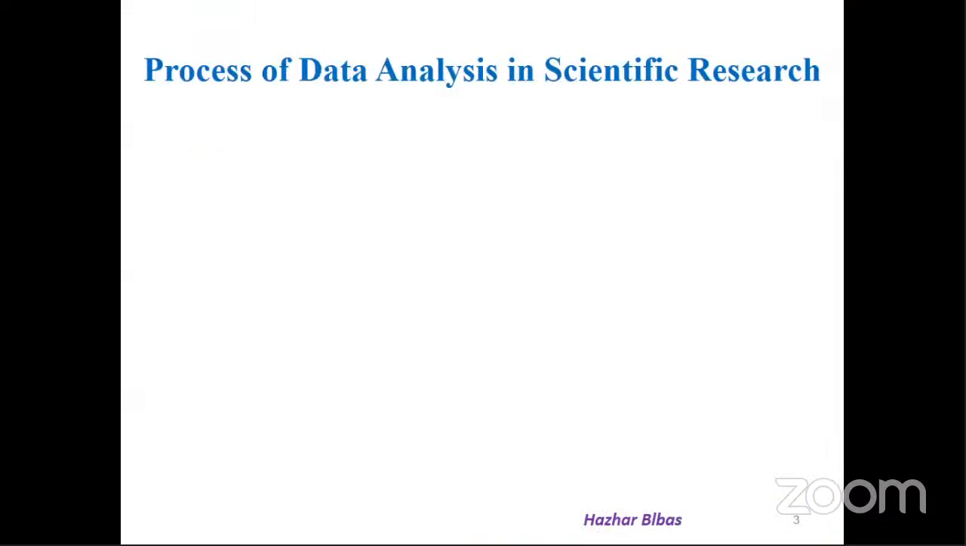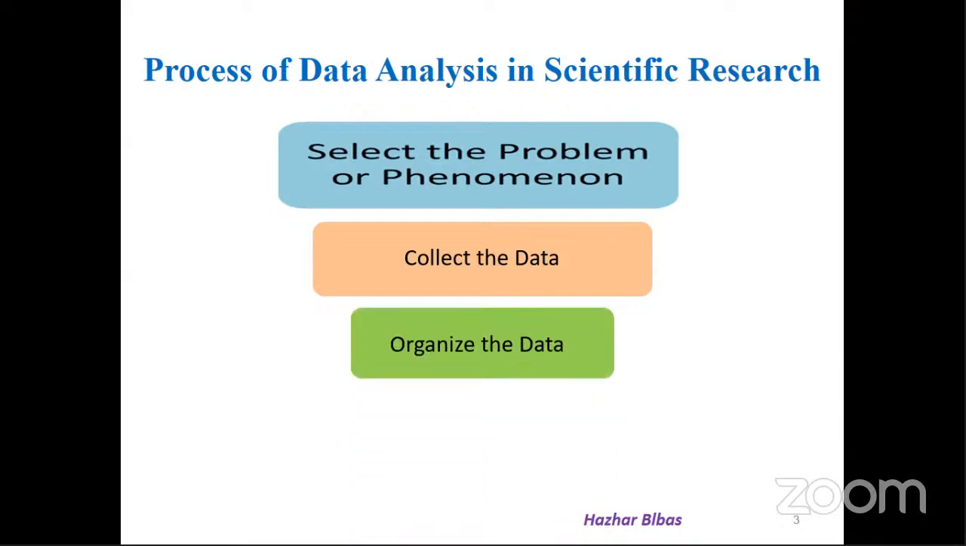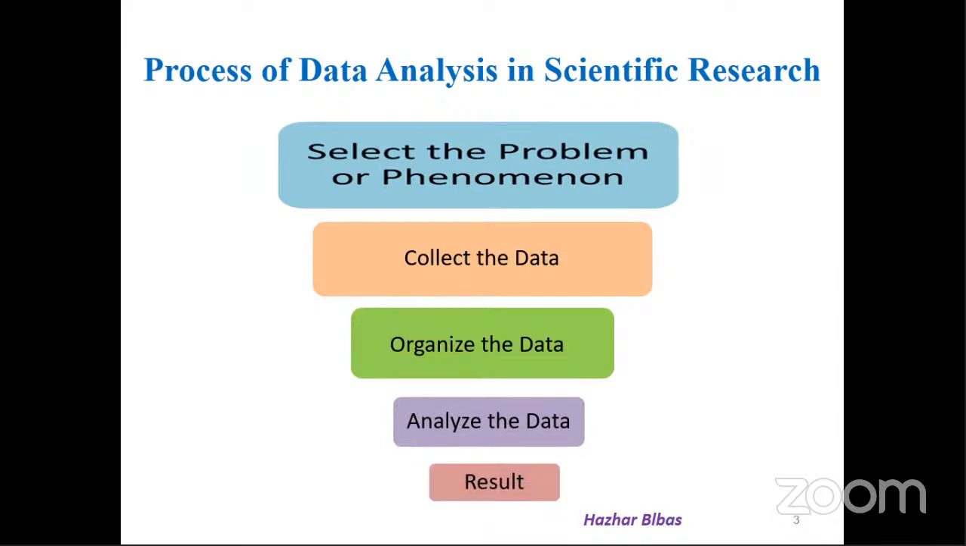There are a lot of processes of data analysis in scientific research, but I'm going to follow some steps which are interesting for me. First of all, if you want to do research, you have to have a problem or phenomenon. Once you have the problem, you need the data. How are you going to collect the data, the info about this problem that you're going to work on or undertake? And then you have to organize the data, and then you analyze the data, and then you get some decision. I'm going to follow these steps one by one today separately.